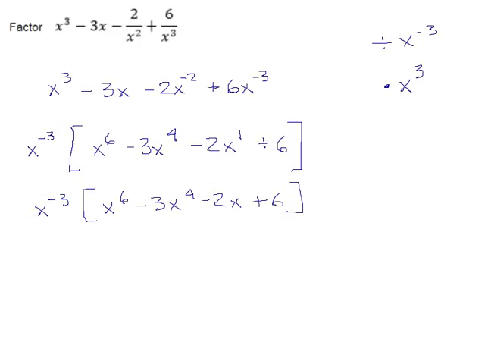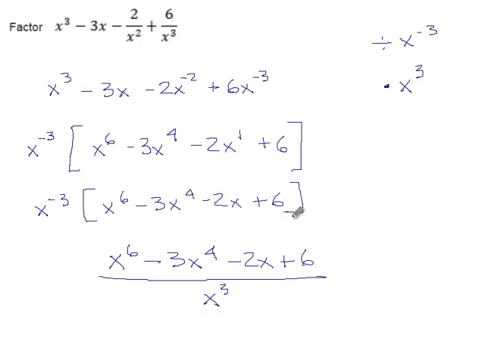So we can stop exactly where we are now, or we could rewrite this as x to the 6 minus 3x to the 4th minus 2x plus 6. And x to the minus 3 is the same as dividing by x cubed. If you wanted to write it this way, nothing wrong with that.